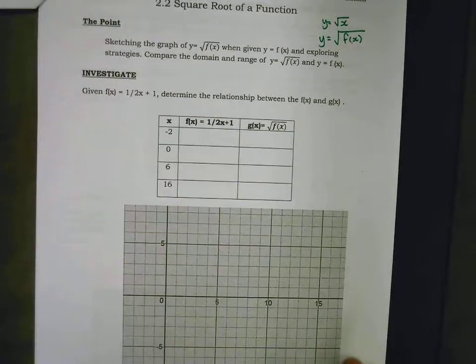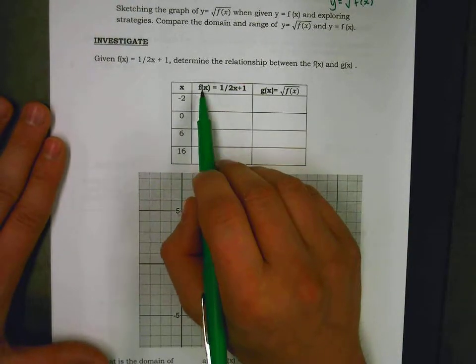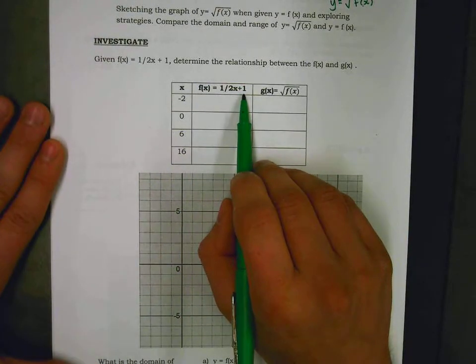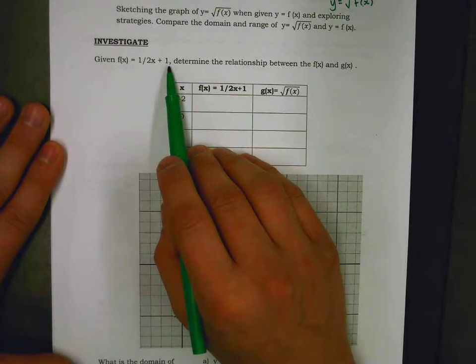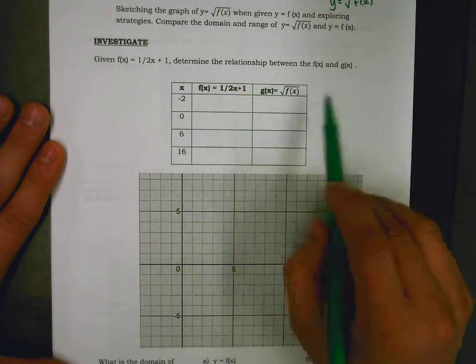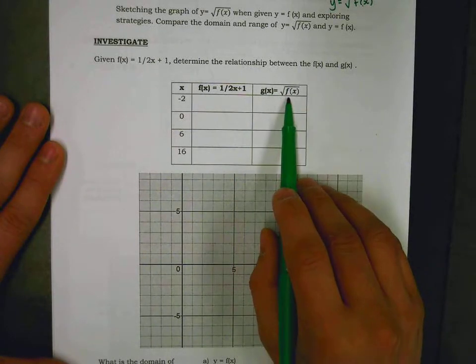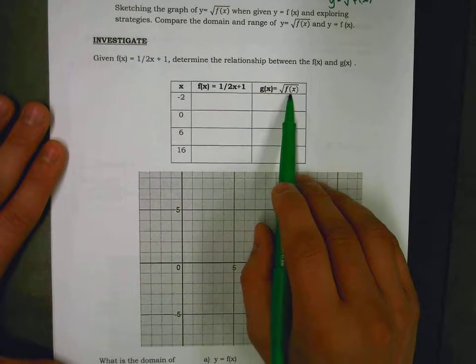So we'll first do a little investigation to just make sure this does make sense. We'll start off with something a little bit clean like a line. So given a function which is linear, 1/2 x plus 1, determine the relationship between f of x, which is the line, and g of x, which is the square root of the line. So again, square root of the entire function.